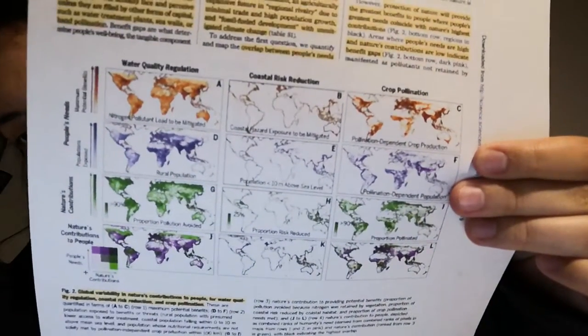The second one is used to show the global variability in nature's contribution to people in terms of water quality regulation, coastal risk reduction, and crop pollination. The third visual shows us the number of people that are impacted by future conditions in different countries with the change of ecosystems.